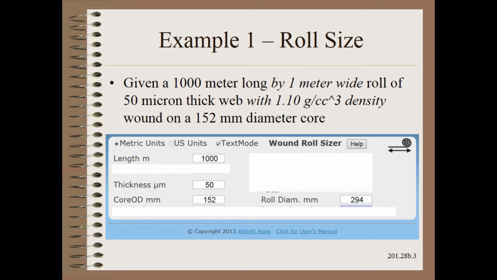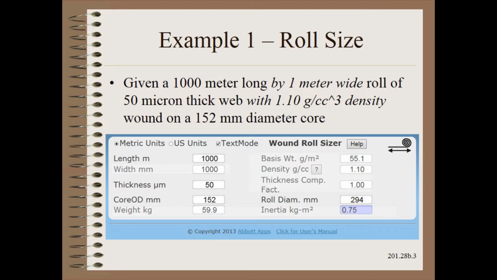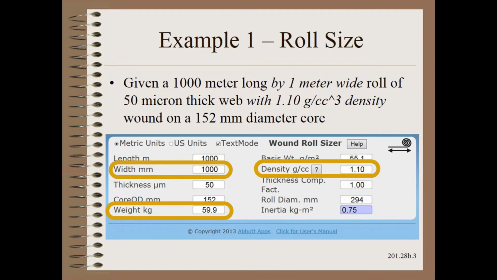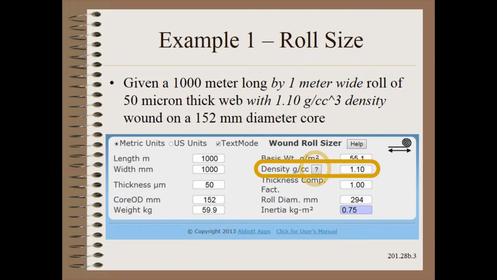Now let's take it a step further. Let us find out how heavy the roll is. We simply need to enter web width and web density, and we have it, just short of 60 kilograms. But you say, I don't know what the density of my web is. No problem. The question box will give you a table of the density of the most common materials. We entered 1.10 grams per cubic centimeter. That is on the high end for paper and in its mid-range for many films.